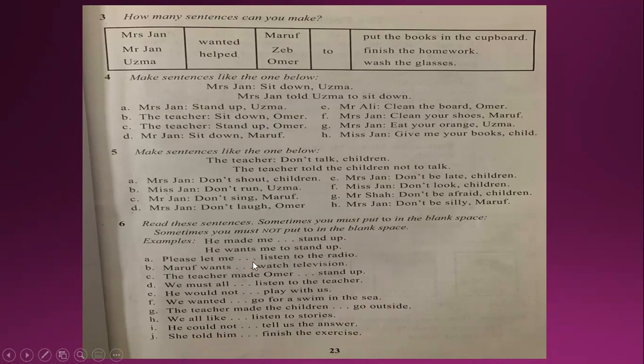Here I told you that when the words let, must, would, could, and made are in the sentences, then we will not write to. In other sentences, with wants, with wanted, we write to here. You must keep this in your mind. Then we will continue this chapter.